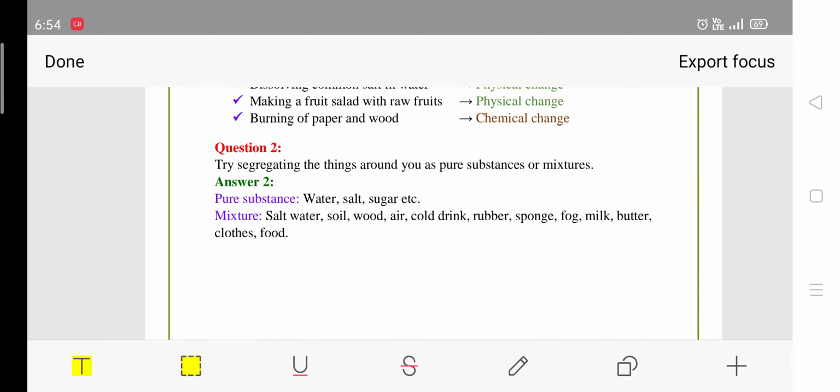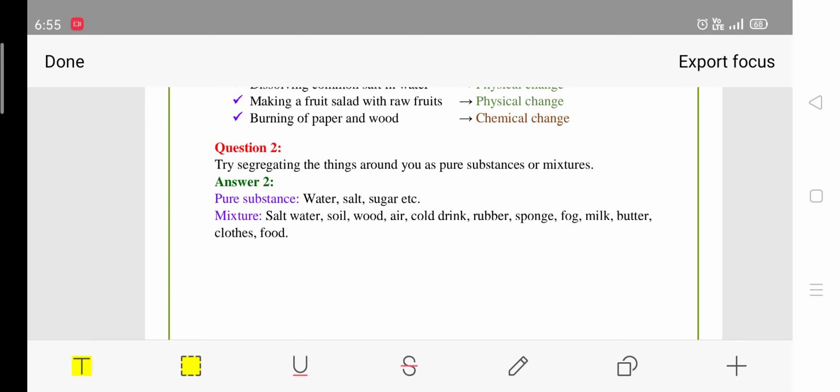Come to the next question. Try segregating the things around you as pure or mixtures. For example, pure substances in our surroundings are water, salt, sugar. Try to give some more examples of pure substances, and write your answer in the comment section or e-feedback. Next is mixture.